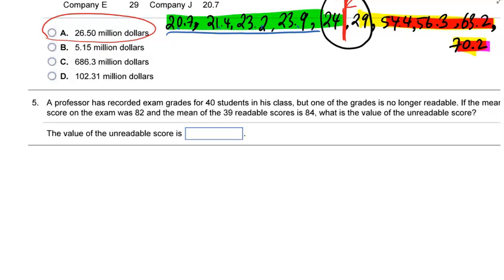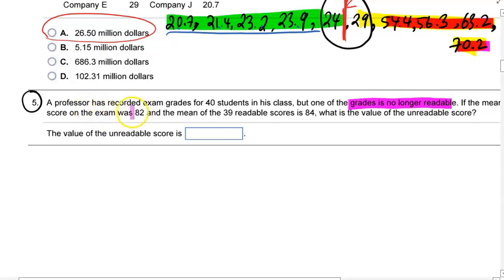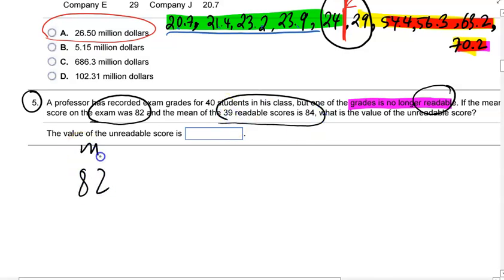Okay, question number 5. The professor has recorded exam grades of 40 students in his class, but one of the grades is no longer readable. If the mean score of the exam was 82, meaning 82 is the mean of all exam scores, including the unreadable grade as well, and the mean of the 39 readable scores is 84. There are two means here: 82 is one mean and 84 is the other.